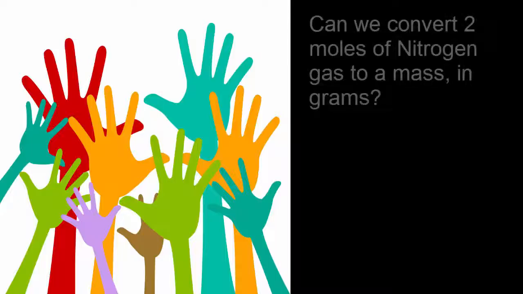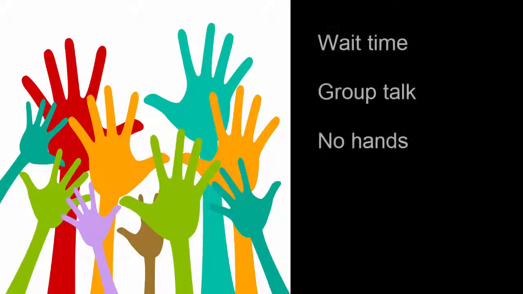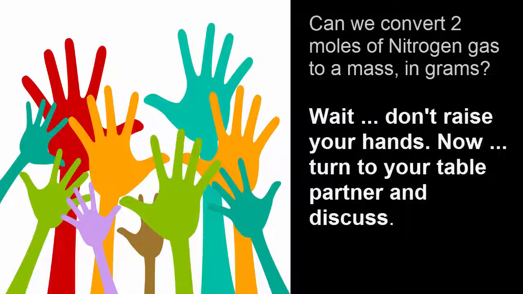Let's look again at these strategies in place of traditional practices. In many classrooms, the teacher asks the class a question. Can we convert 2 moles of nitrogen gas to a mass in grams? The teacher calls on the first student to raise their hand and then moves on. Now, revise that scenario by applying these last 3 strategies for effective questioning: wait time, group talk, and no hands. The teacher can ask the same question, but with different expectations.